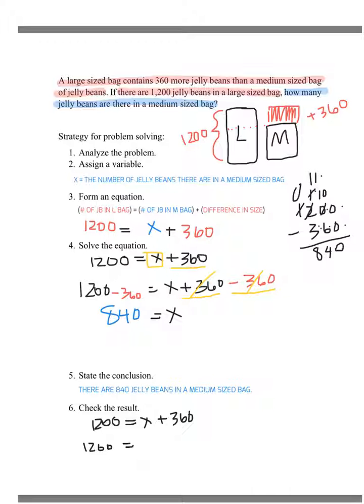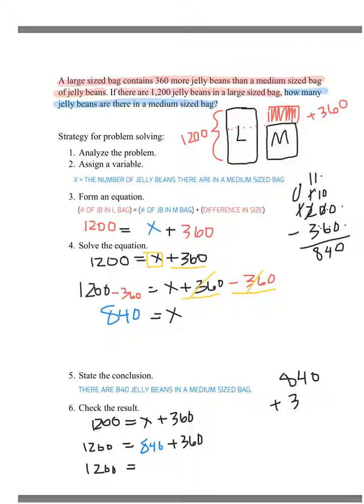1,200, we're just going to bring that down, and x equals 840, and that's plus 360. On the left-hand side, we can't simplify it any further, so we're just going to bring that down. And on the right-hand side, we have to sum up 840 and 360, so we'll do that off at the side as scratch work.